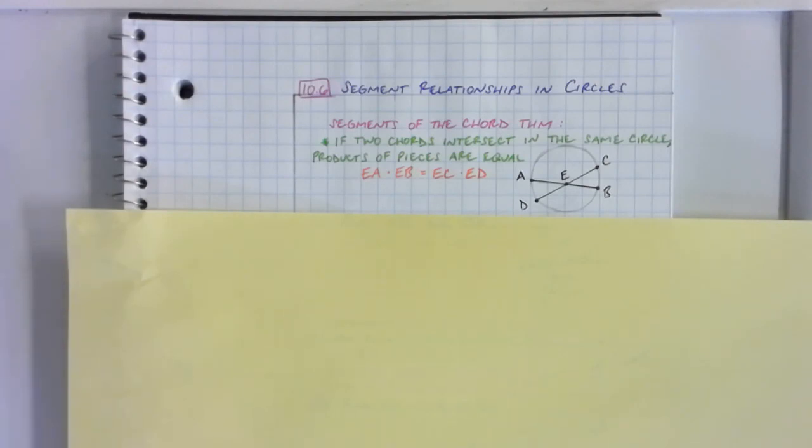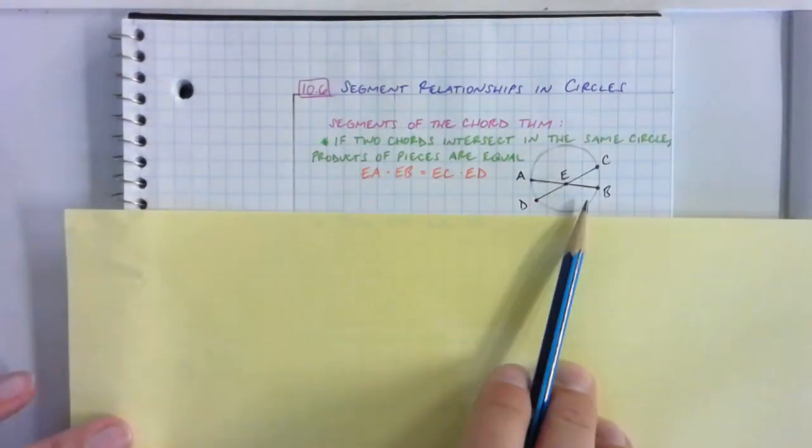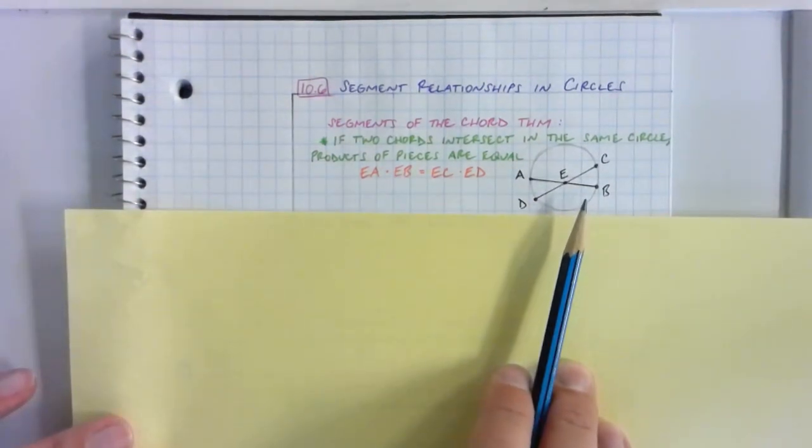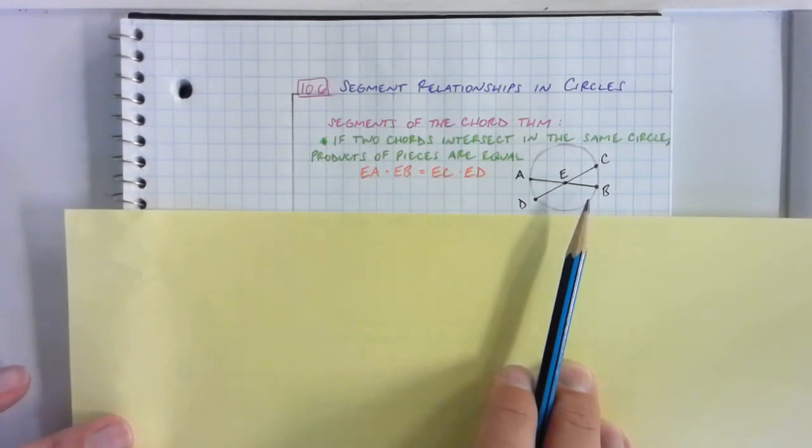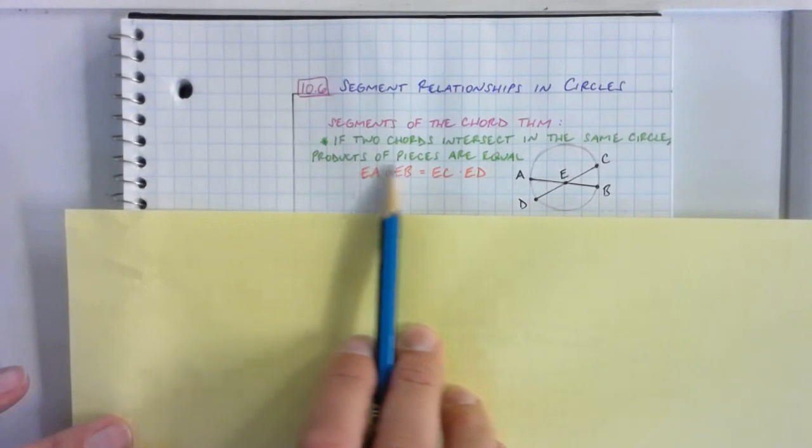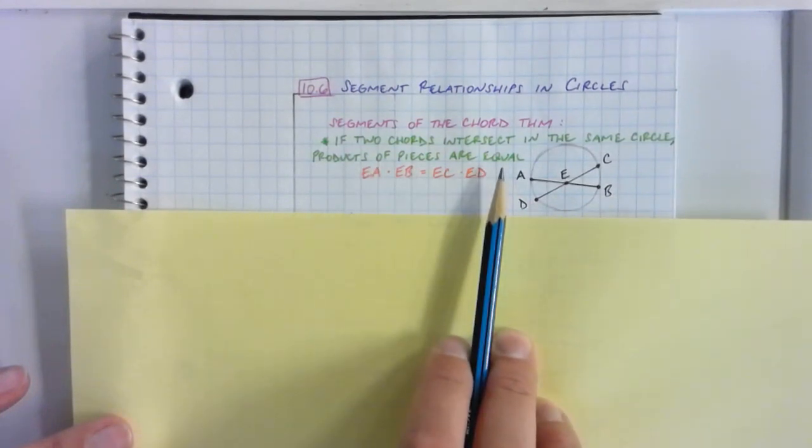In this green asterisk point, if I break it down in plain English: if 2 chords, basically segments that are completely contained within a circle where the endpoints are on the circle, intersect in a circle, like we see in this diagram, making this little X on the inside of the diagram, the products of their pieces need to be equal. The products of their pieces are going to be equal.